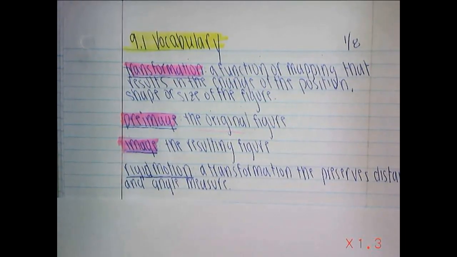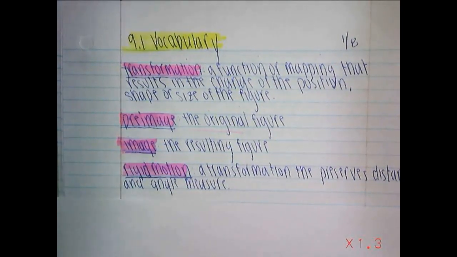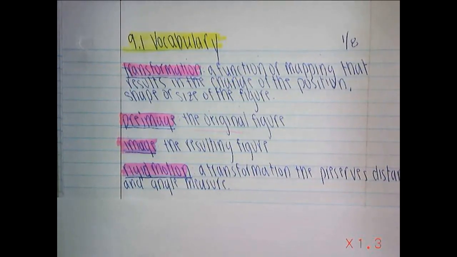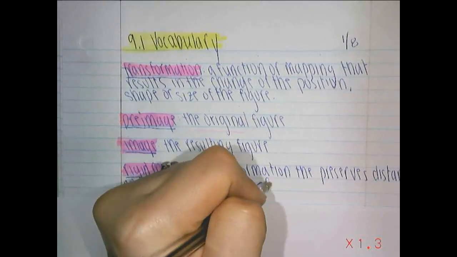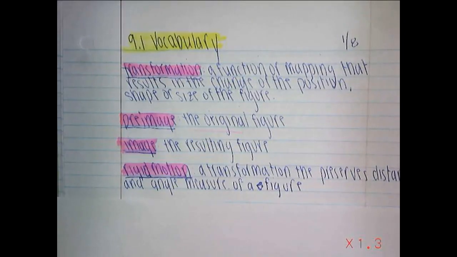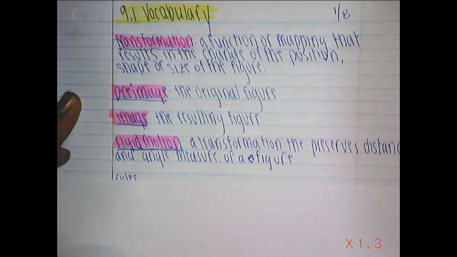From there, we're going to talk about rigid motions, which I talked to some of you about. It's an actual transformation that preserves the distance and angle measures of a figure. So today, when we did translation, we actually did a rigid motion. In a minute, we're going to do reflections, and that's also a rigid motion.